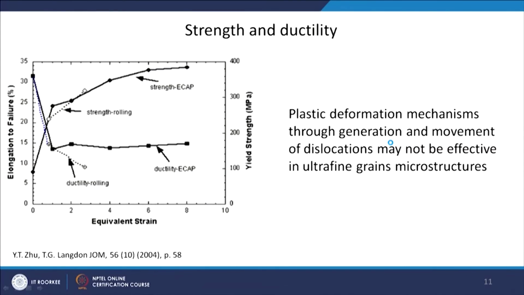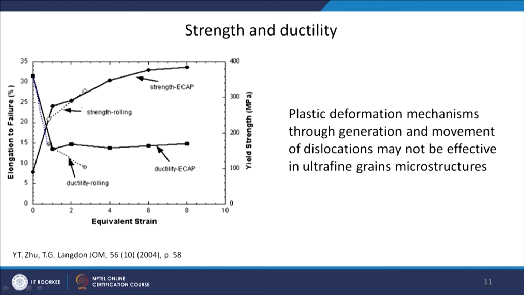So, what is the effect of all this ECAP process on strength and ductility that is shown here in this graph? On the x axis you have equivalent strain, and on the y axis you have elongation to failure. Equivalent strain means we have already seen the relationship for the strain. That is the amount of strain which you are putting in the material, and after putting different amounts of strain, the strength of the material is noted down.